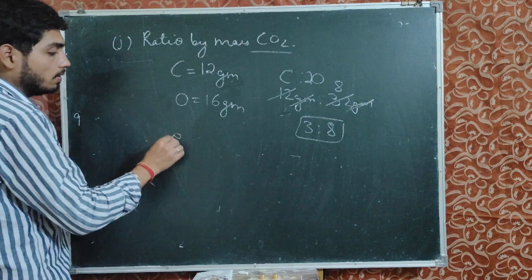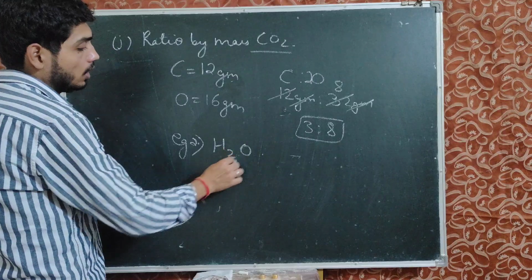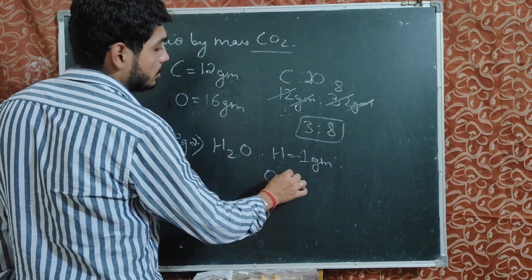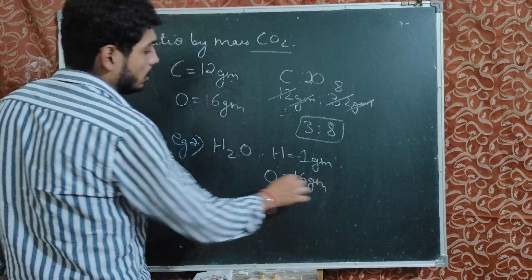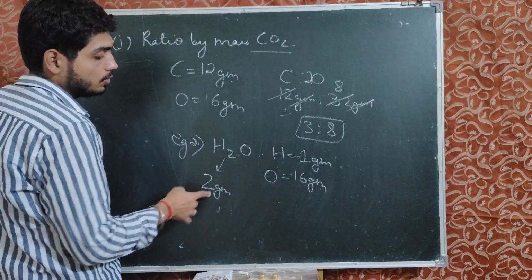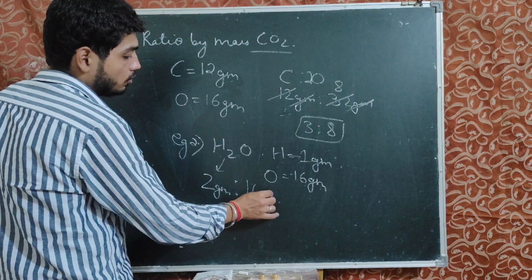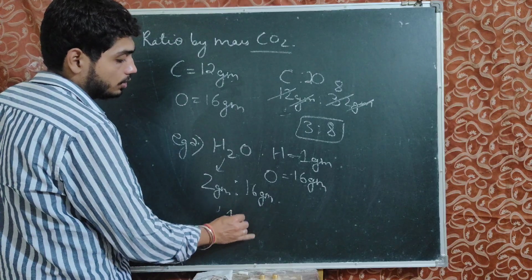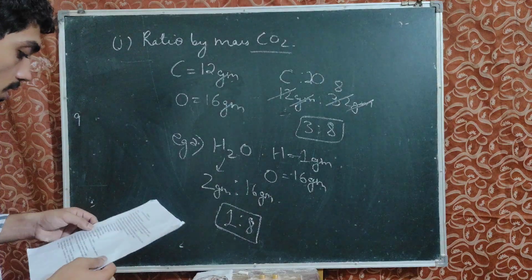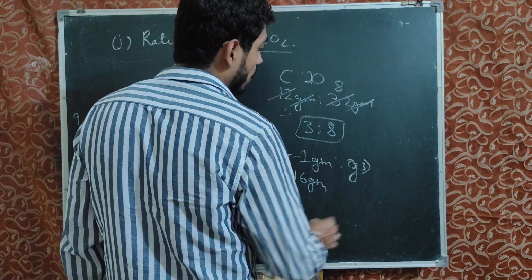Let us take a few more examples. One more example, example 2. You have to find out the ratio by mass of hydrogen and oxygen. Hydrogen, mass of one atom is 1 gram, and oxygen atom is 16 grams. So what is the result? Hydrogen here, 2 atoms, so 2 gram, and oxygen would be 16 gram. So the ratio by mass of hydrogen and oxygen is 1 is to 8. So that is it.